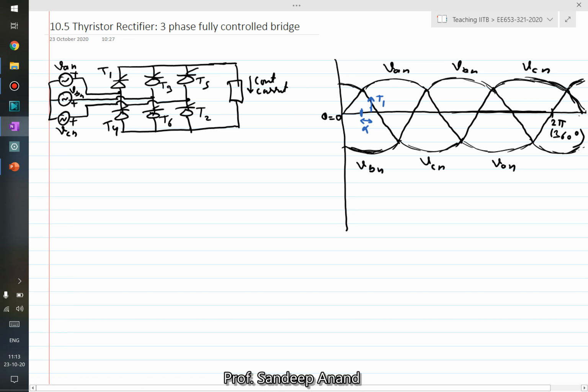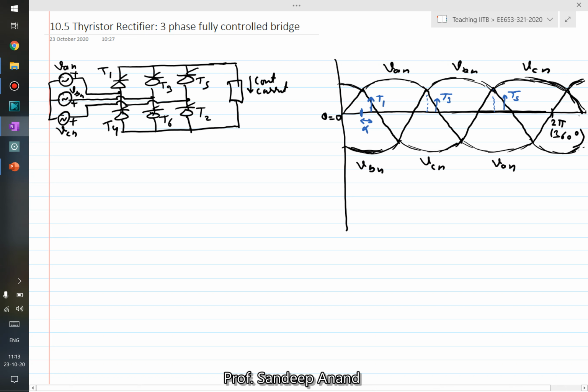All right. Now, when would the next thing, when would T3 start conducting? T3 would start conducting when VBN is higher. So that means this point. So again, we would define alpha with respect to here. So we say this is T3. What about T5? T5 would naturally start here. So we have defined alpha. So this is T5, right?